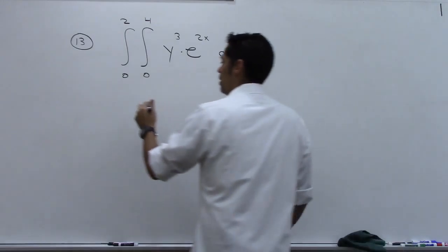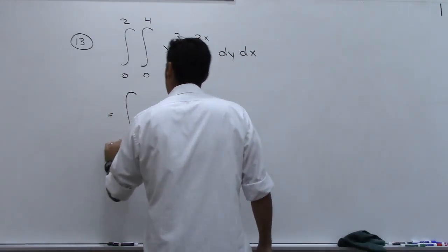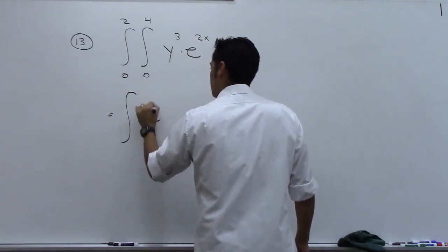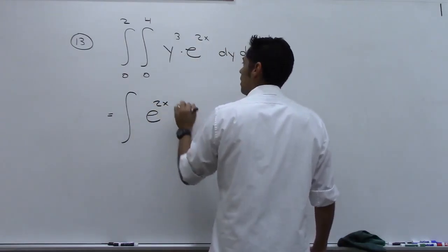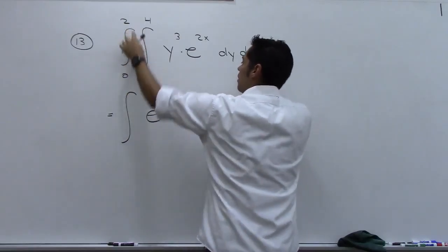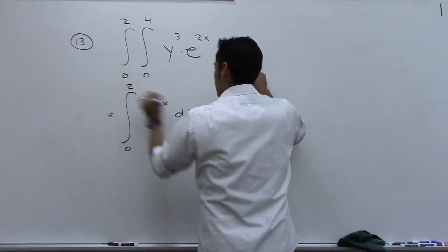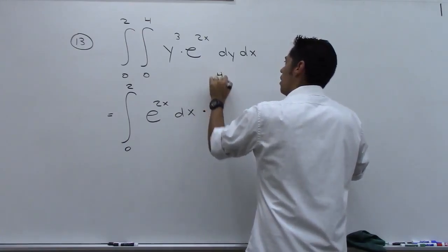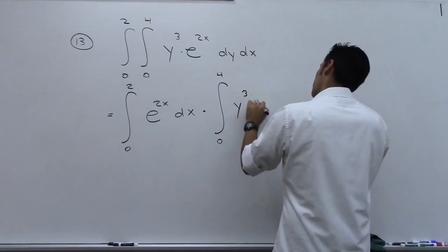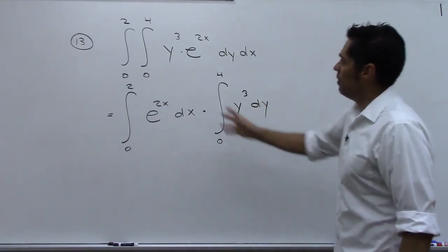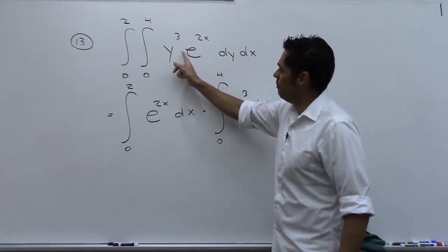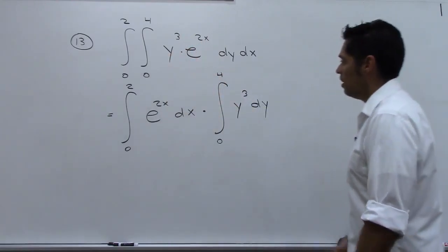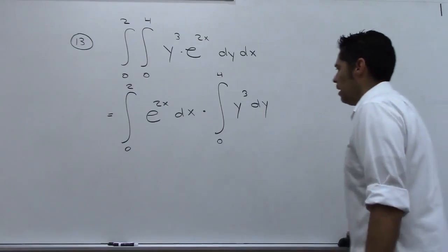I can make this equal to, first I grab the function with the x's in it, which would be e to the 2x, and I do that integral, and then look, the limits of integration on x are 0 to 2. Then I can multiply that times the integral from 0 to 4 of the function of y. Now you can only do that when these two can be separated by multiplication, and this is completely a function of y, this is completely a function of x. I could do that and then work them out and be done.